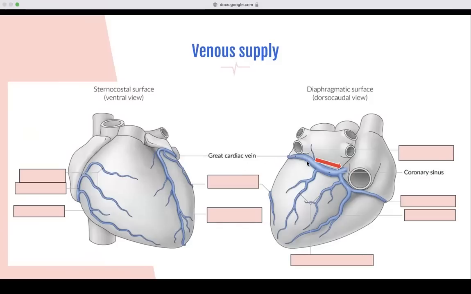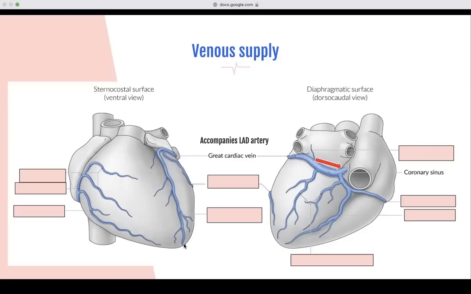Before I mention the rest of the great cardiac vein, it's important, if they ask you about it, they'll definitely ask what accompanies the great cardiac vein. What they mean is what artery goes down beside the great cardiac vein, and that is the left anterior descending. You can see here, the great cardiac vein begins at the apex, because veins are opposite to the arteries. Arteries begin from the heart, then they spread to your periphery. Veins are the opposite. They start from the periphery and go towards the heart.